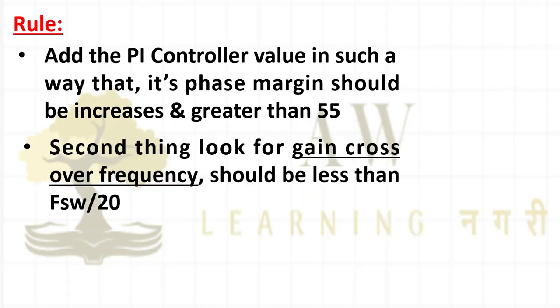greater than 55. Second thing we have to look again, so gain crossover frequency should be less than fs by 20. So only when you do that time, when we are doing for buck converter, it is fs by 10 to fs by 5. Now it should be less than fsw by 20. So switching frequency divided by 20 times less, we have to make the controller bandwidth, okay? Then it will work in a very good manner. So just one change is here compared to the buck converter rules.